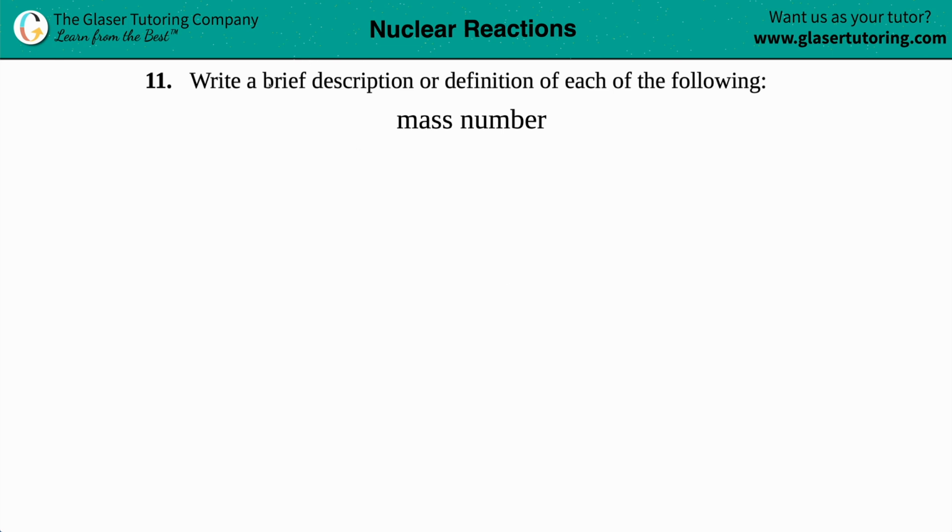Number 11, write a brief description or a definition of each of the following, and then we just have to say what a mass number is, right? Now, tomato, tomato, right? Mass number, we can say mass number, but mass number is basically the same thing as an atomic mass. Me personally, I like to use the word atomic mass, but if you like to use the word mass number, that is fine with me. But just know that we're dealing with nuclear reactions here, so you could always find a mass number or an atomic mass by looking at the nuclide, or the nuclide notation.